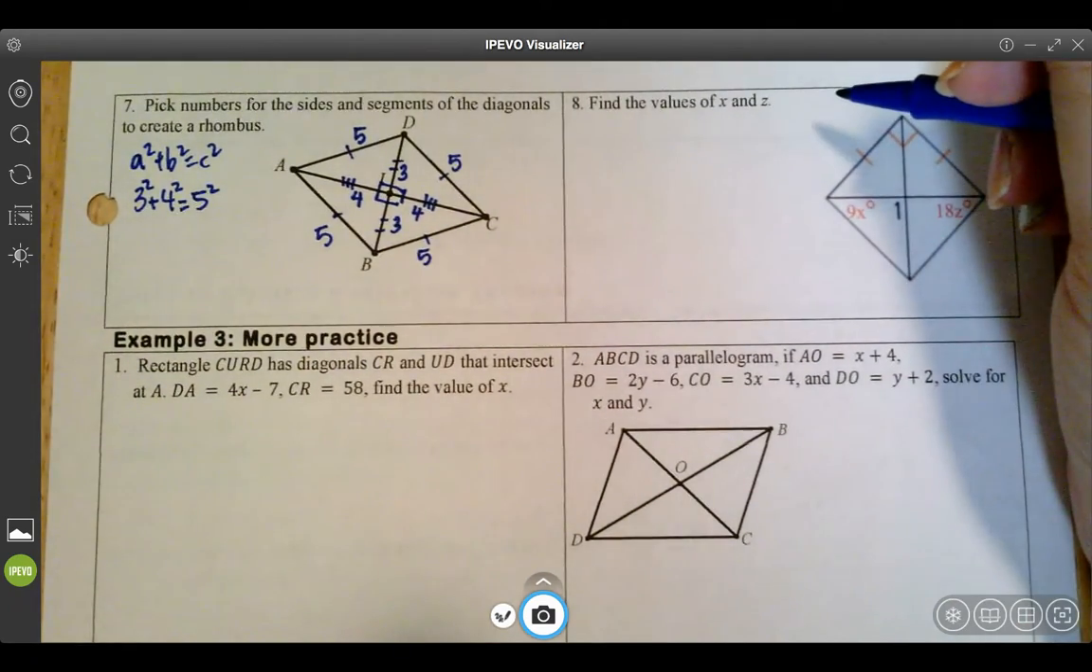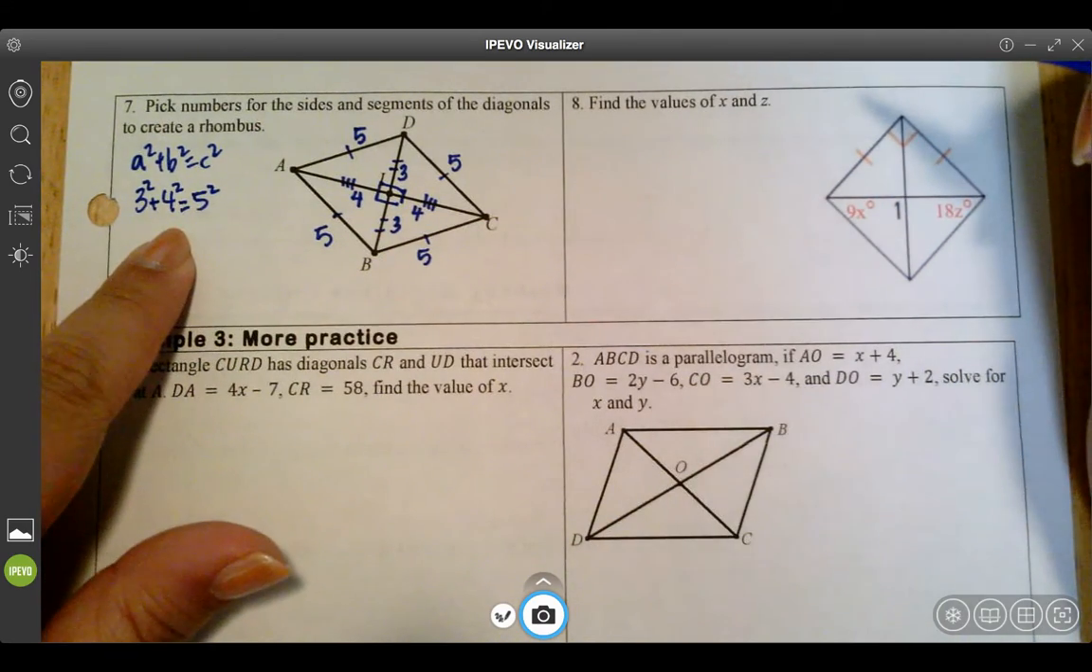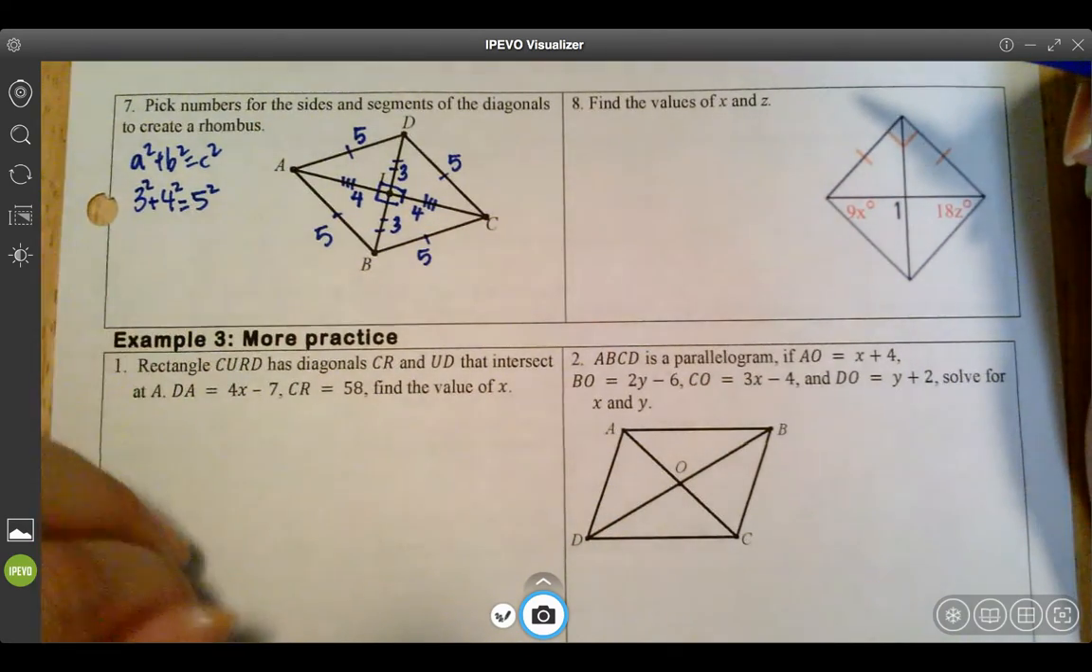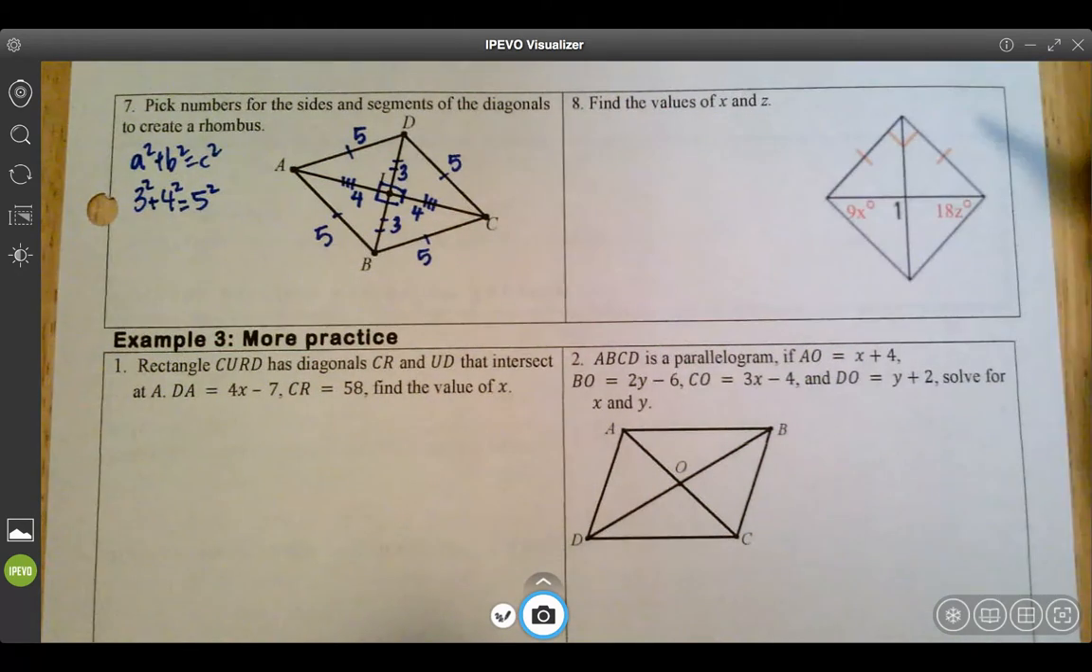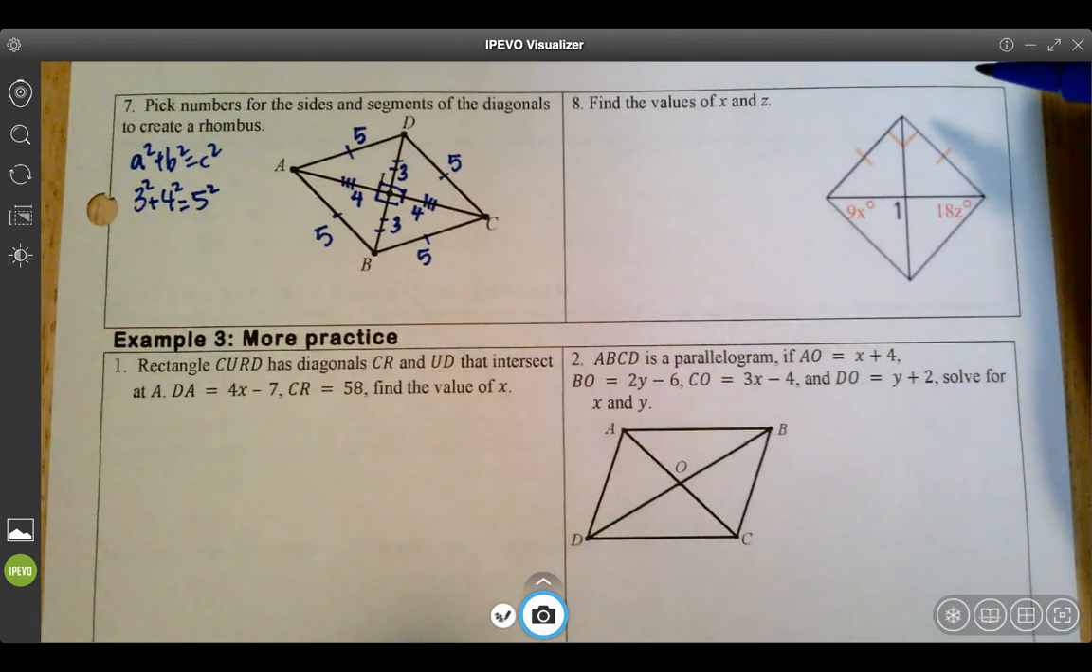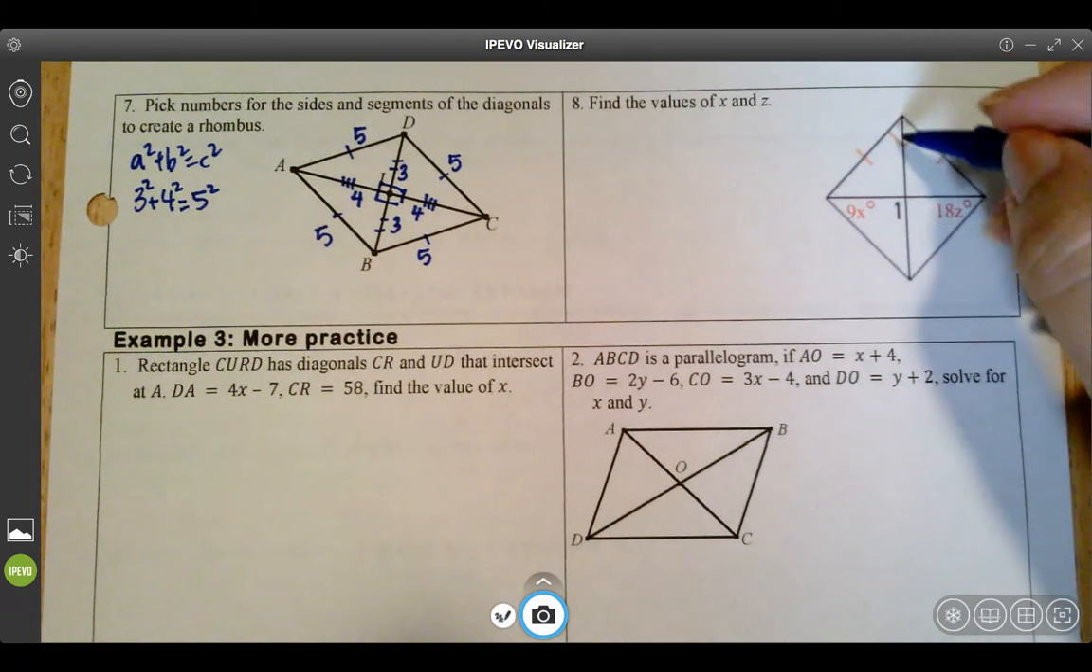For our next example, these are not the numbers you have to use. This is just one example, right? You're just picking numbers. You could have chosen different numbers. For our next example, we want to find the values of x and z. So what do we know? Well, we know that these two sides are congruent and that's a right angle.